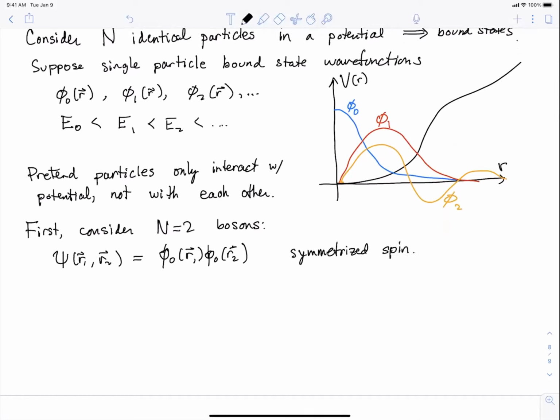Now, if it's a spin 0 boson, then of course I don't have to worry about spin at all. But if it's spin 1 or spin 2, then I should make a symmetric combination when I do the addition of the spin angular momentum. Okay, and the energy of this, because we're ignoring the interaction between the particles, is just, I should have maybe called these curly E's to remind us that they are unperturbed states. So this is 2 curly E0.